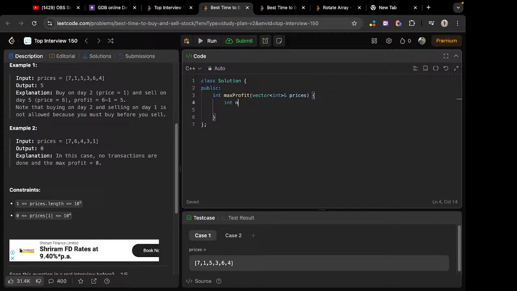First I took the size, which equals prices.size, and again I have to take a stack that is of type int, st, and there is a max profit equal to 0.